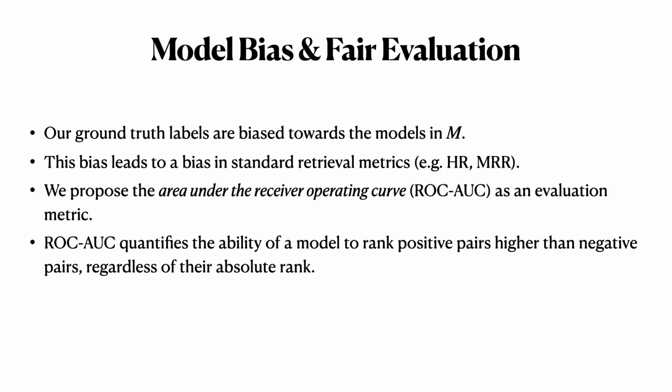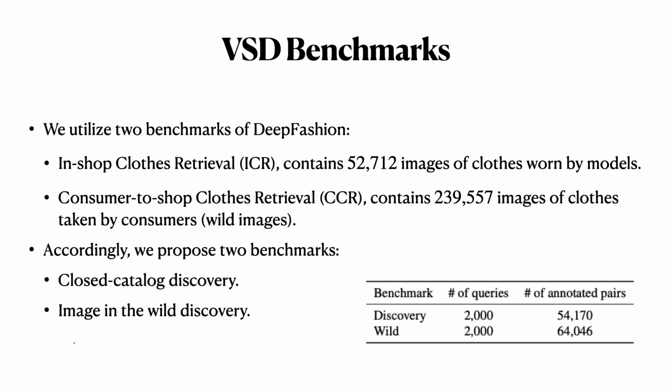However, this method comes with model bias. So our ground truth labels are biased towards the models, right? This bias leads to bias in standard retrieval metrics such as hit rate and MRR. However, we propose the ROC AUC metric for evaluation, as the ROC AUC quantifies the ability of a model to rank positive pairs higher than negative pairs, regardless of their absolute rank.